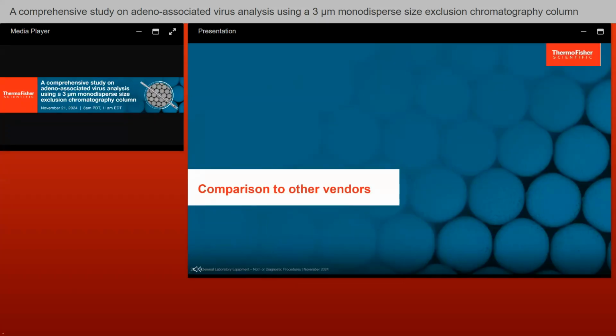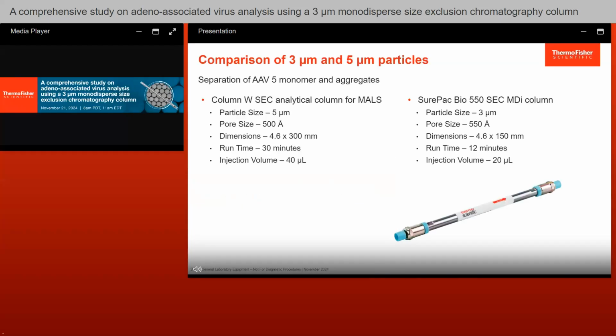Next, I want to briefly talk about comparison with columns from other vendors. First is a recap of the SEGMOS data we just discussed. The column W we used for the SEGMOS comparison is 5 micron versus ours at 3 micron. The pore size is very similar, 500 versus 550. The column length is double, so this requires a longer runtime, 30 minutes versus 12 minutes, and the injection volume is also doubled because of the double length.